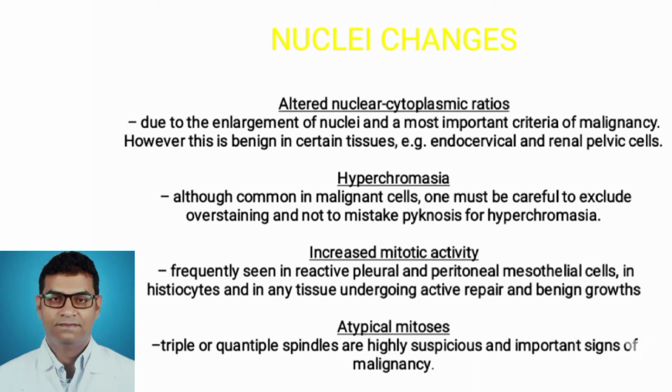Hyperchromasia, although common in malignant cells, requires care: one must exclude overstaining and not mistake pycnosis for hyperchromasia. Increased mitotic activity is frequently seen in reactive pleural and peritoneal mesothelial cells, in histiocytes, and in any tissue undergoing active repair and benign growths. Atypical mitosis is triple or quintuple. Spindles are highly suspicious and are important signs of malignancy.